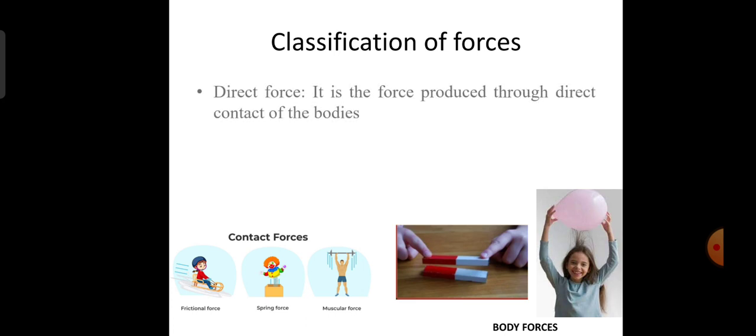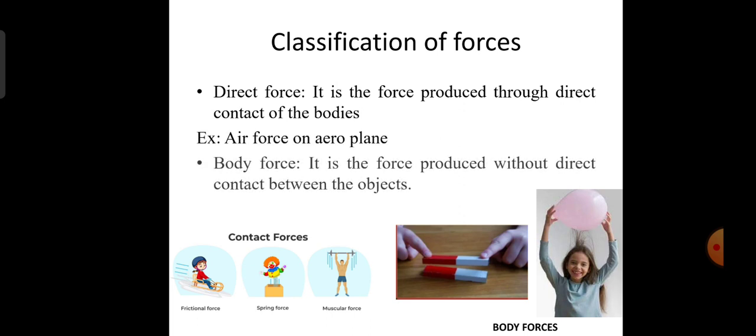Next, coming on to the classification of the forces. So there are two types of forces, which are called direct force, or it is also called contact force. So this is the force which is produced due to the direct contact of the external agency onto the object. So that force is called direct force or contact force.